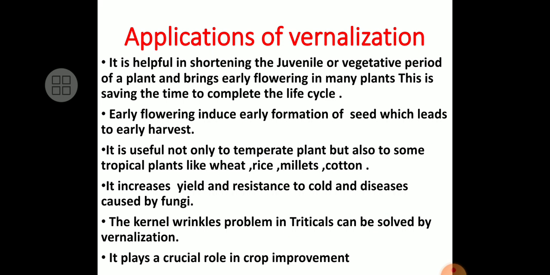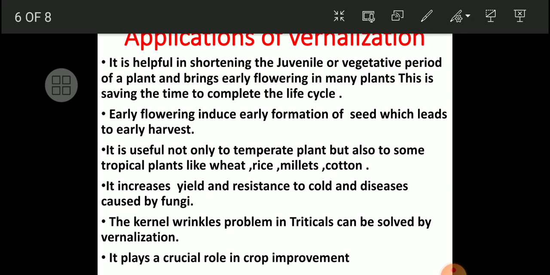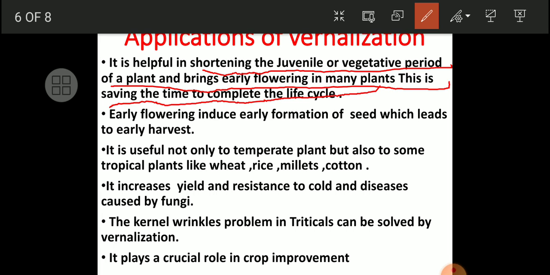Now, what are the applications of vernalization? Uses, significance of vernalization. It helps in shortening the juvenile or vegetative period of the plant and brings early flowering in many plants. This is saving the time to complete the life cycle. My friends, we know that the most important phase in the physiological process in the life of the flowering plant is the initiation of flowering and then fruiting, yield that is there.